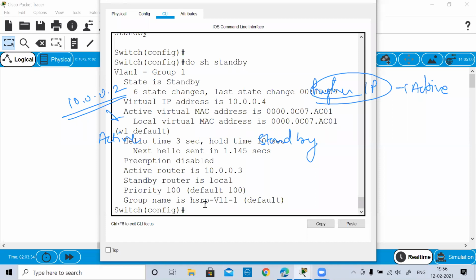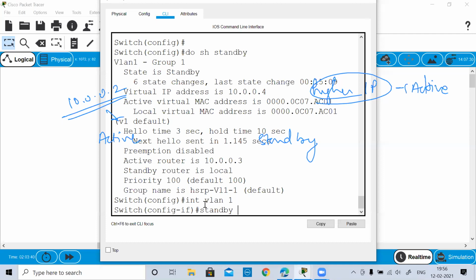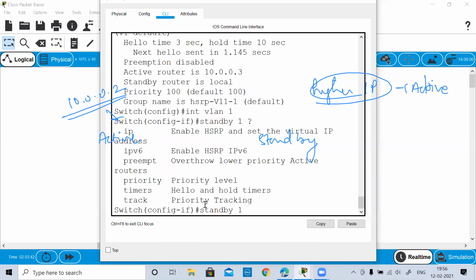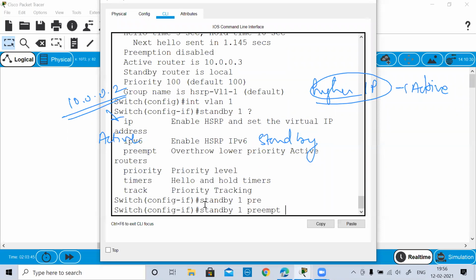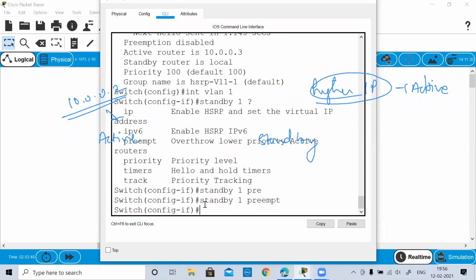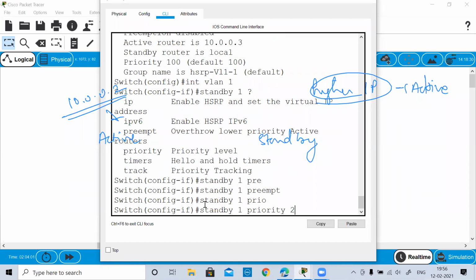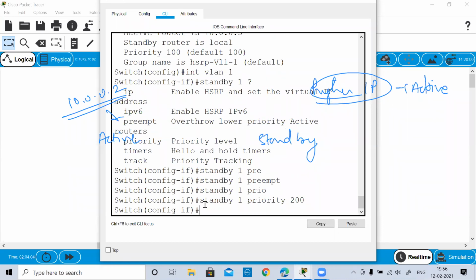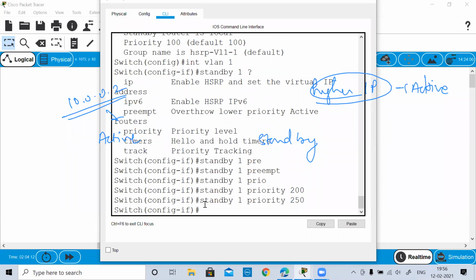To enable this, go to interface VLAN 1, standby 1. You will see the option preempt. So just write preempt and hit enter. After that, you set the priority. The default priority was 100. So now I will set the priority to 200 and see whether this becomes active. Let me set the priority as 200. I guess there also I had put the priority as 200. Let me put it as 250, because I should put a higher priority.